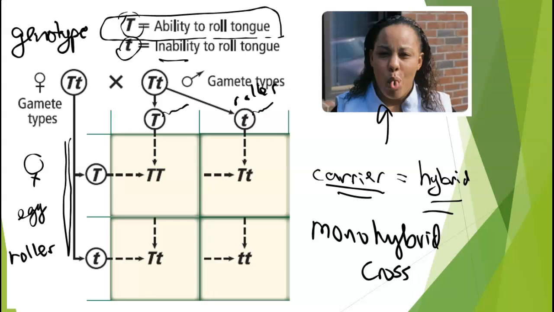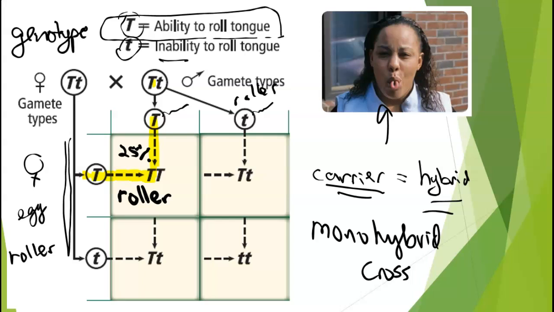As you can see in the example, we have this sperm contributing a capital T and this egg contributing a capital T, and that gets us a 25% chance of big T, but the phenotype, the outward trait, is actually going to be a tongue roller.